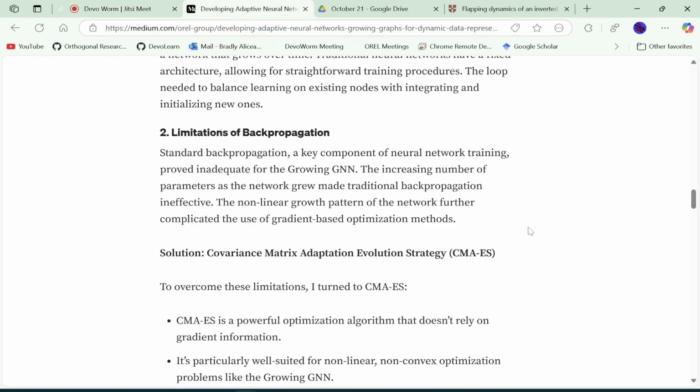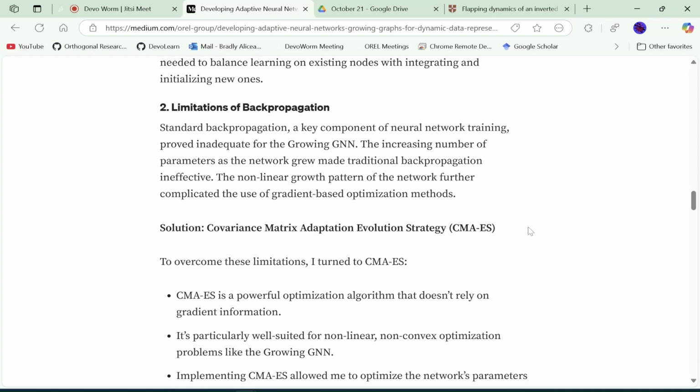So then there's the limits of backpropagation. Standard backpropagation, a key component of neural network training, proved inadequate for the growing GNN. We usually use backpropagation in a lot of neural network applications, but in this case, we couldn't do that. The increasing number of parameters as the network grew made traditional backpropagation ineffective. The nonlinear growth pattern of the network further complicated the use of gradient-based optimization methods.